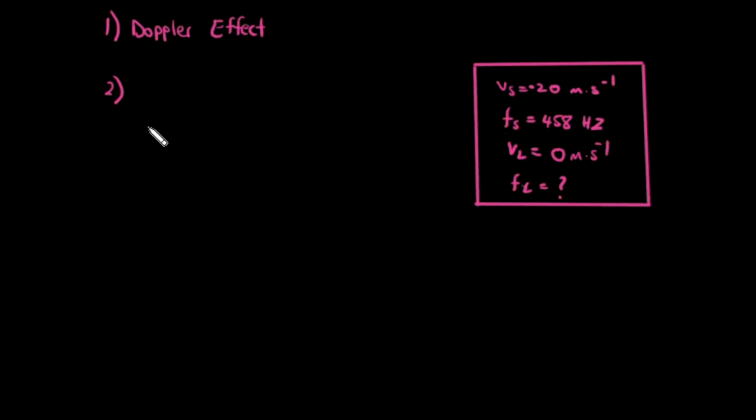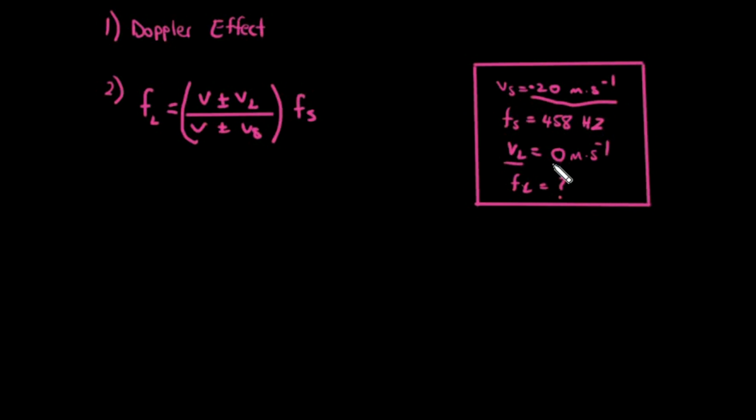First things first, we write down our whole Doppler effect formula. V equals V plus minus VL, all over V plus minus Vs, times Fs. Now they told us that the train was approaching a stationary observer. He was standing on the platform and the train was approaching him, hence why Vs is negative 20 meters per second. The velocity or the speed of the listener is 0 meters per second as he's not moving.